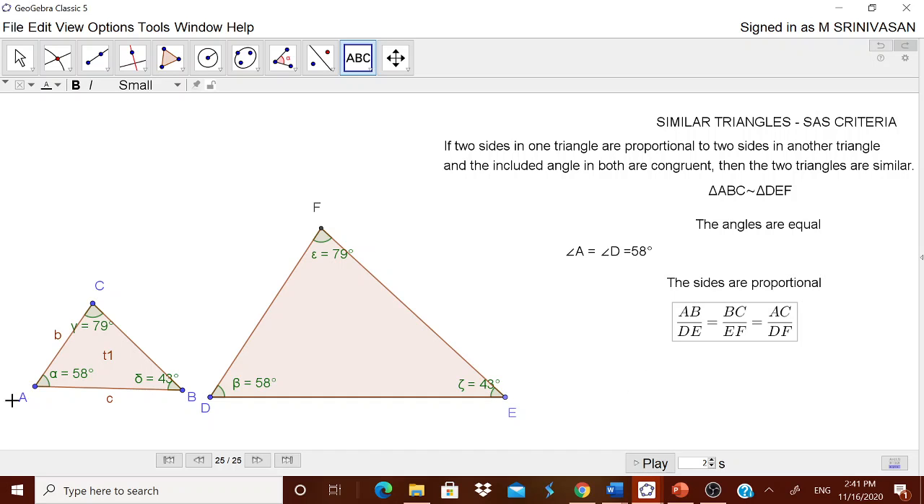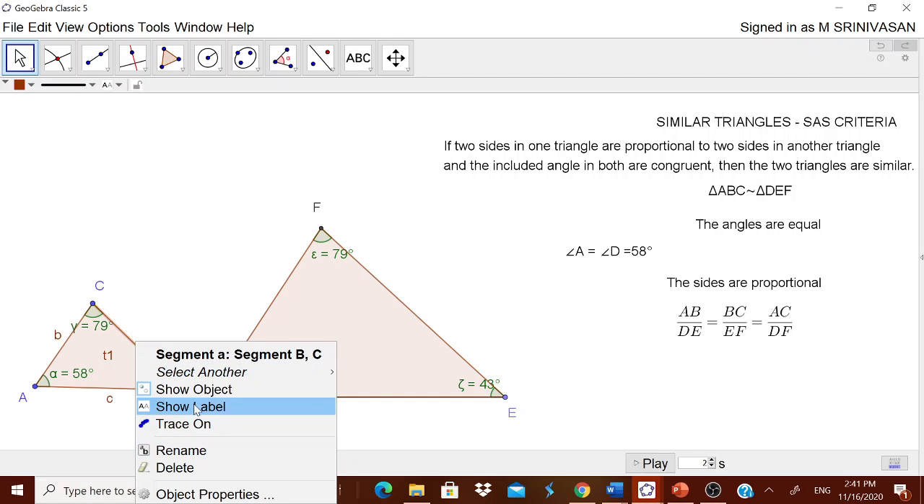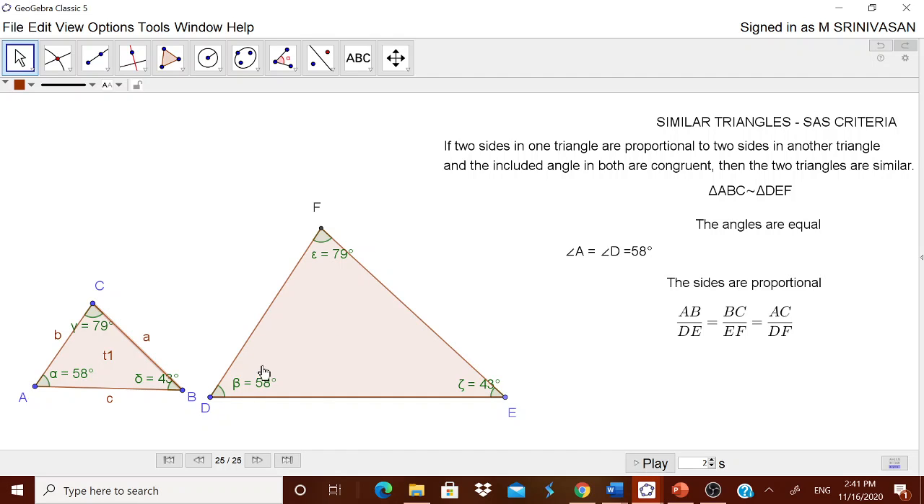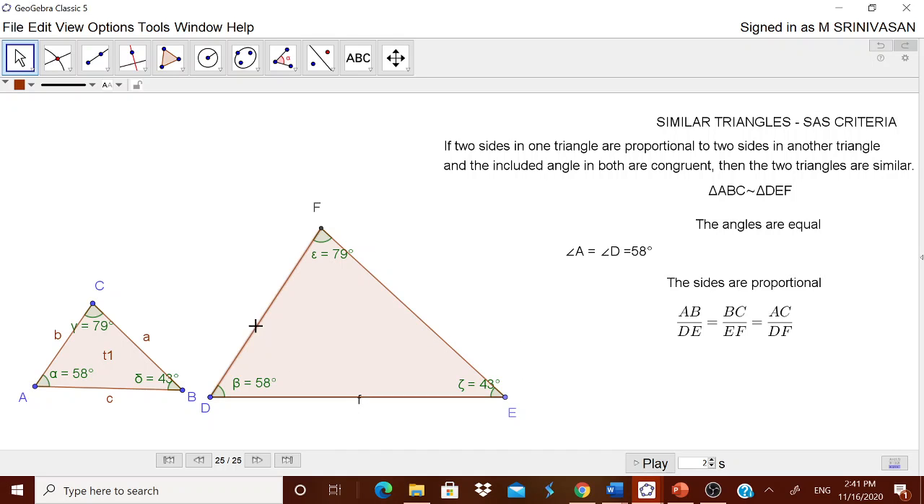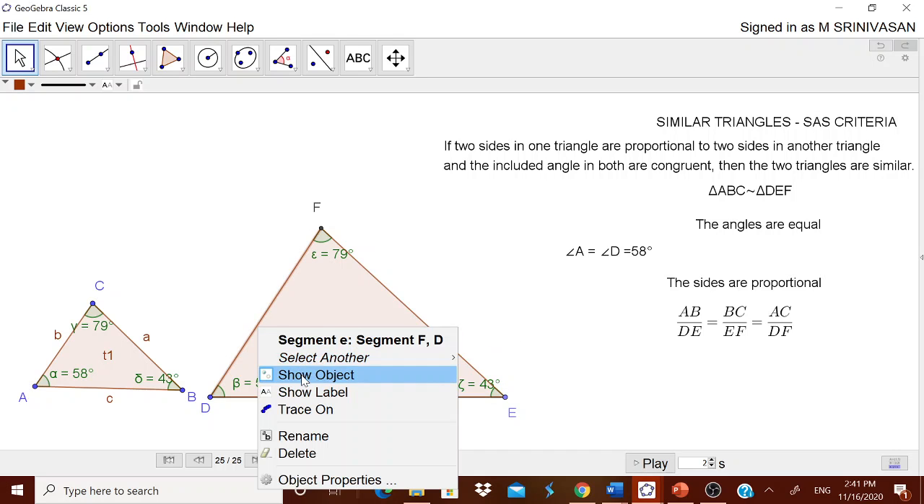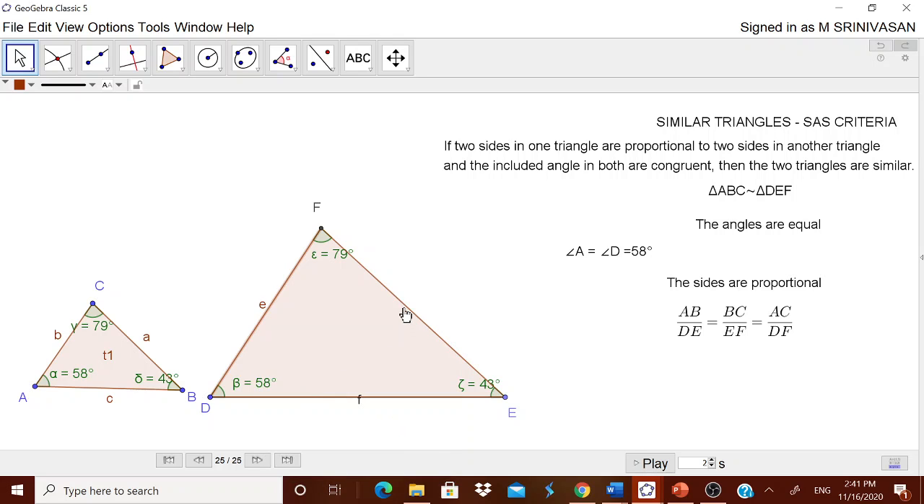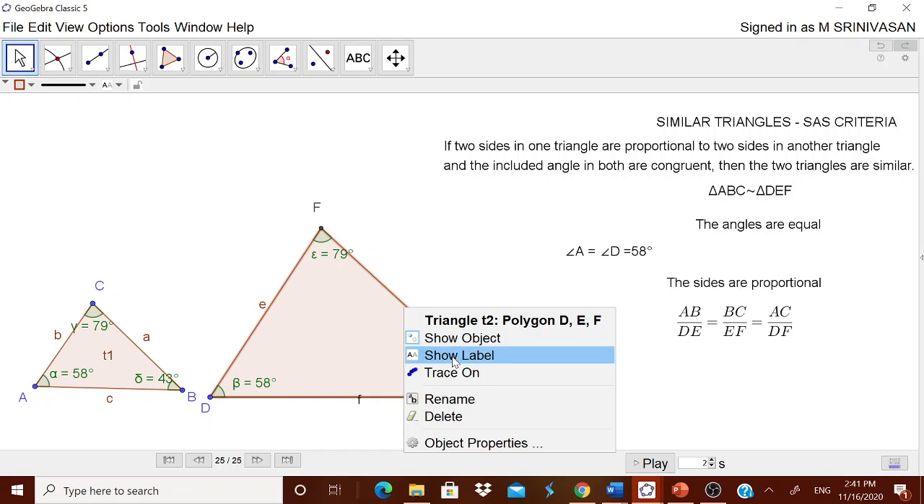Now what you can do, here you see we don't know the length, therefore let us do it now. Here simply show the label. Here also come back, click it and then show the label. Then here you come and click it and then show the label. Here come and click it and then show the label.